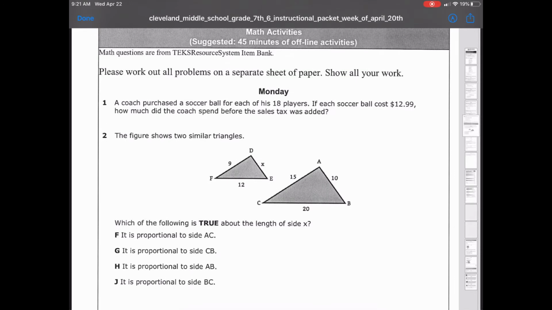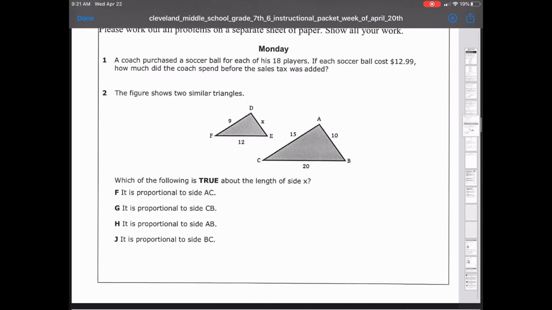So we're doing 2 questions a day because we do want you guys logged on to Edgenuity. If you have internet at home, please work on that. Contact your teachers if you need help logging on. But we do have our 2 math problems here that we're still going to go over.